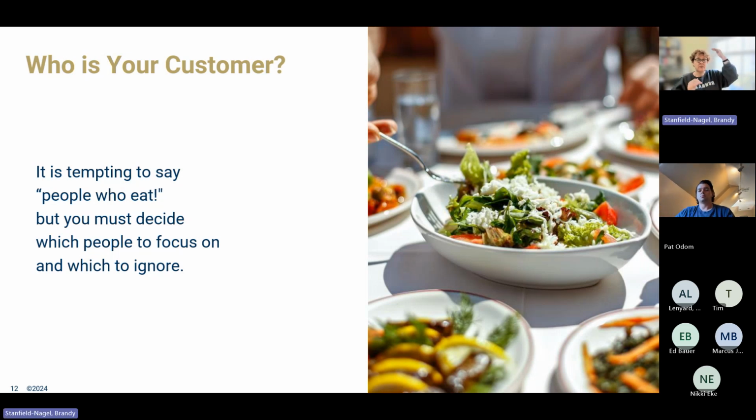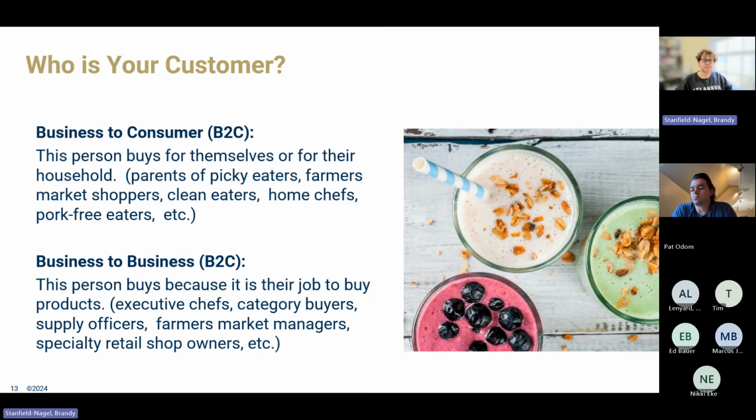So how we think of this is there's a business to business, and then there's a business to consumer. There's these two different levels of your business, and they're both important. Let me start with business to consumer. For business to consumer, this person is buying for themselves or for their household. This could be parents of school-aged children. This is people who have food allergies, or people who have strong food preferences, people who, for religious reasons, avoid some foods. Business to business, that's the person who's buying because it is their job to buy products.